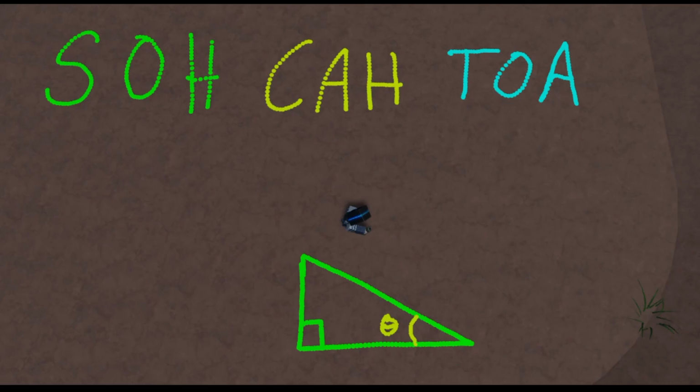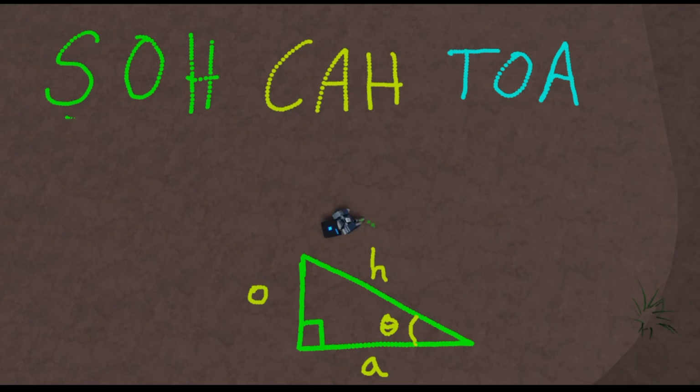So the side that is opposite the right angle, we'll call that the hypotenuse, or H for short. The side that is right next to the angle, I'll call it the adjacent side, or A for short. And the side that is farthest away from this angle, we'll call that the opposite side, or O for short. Now I can explain what SOH CAH TOA means.